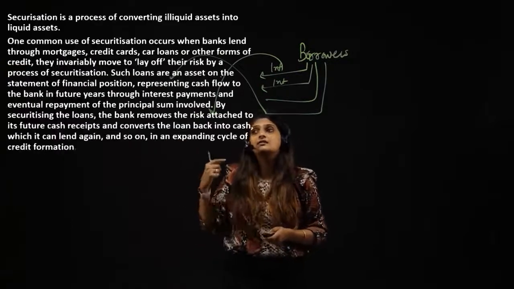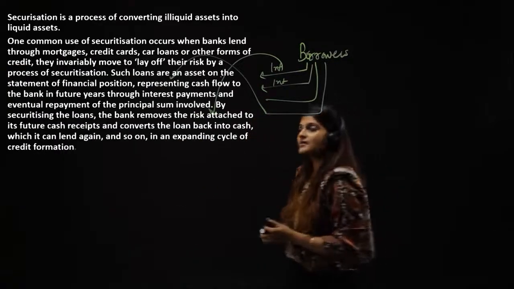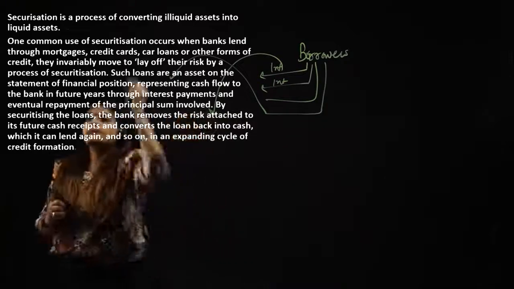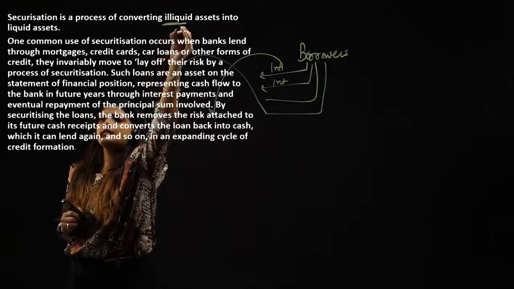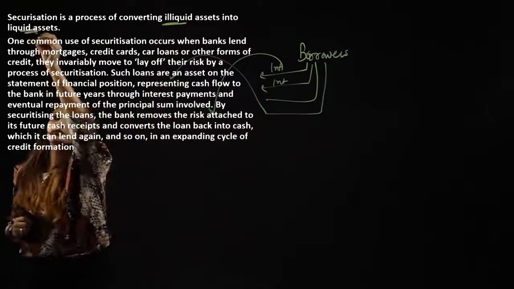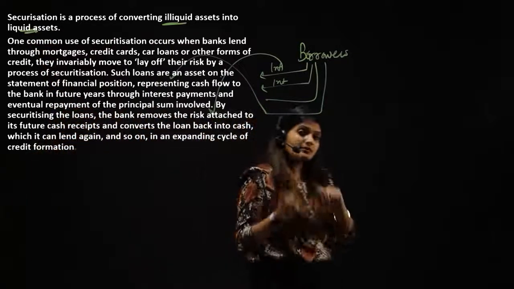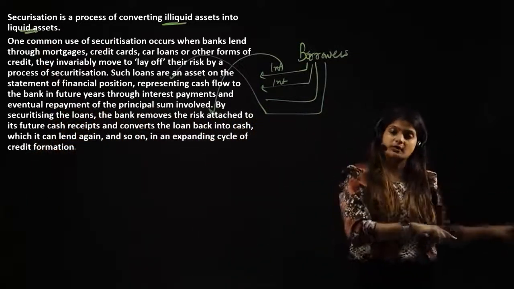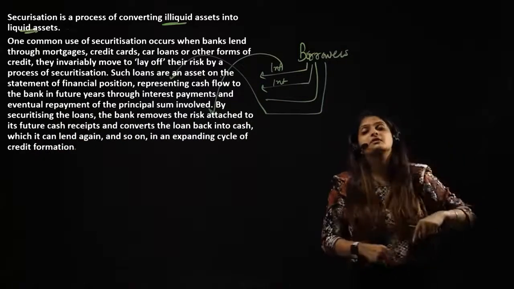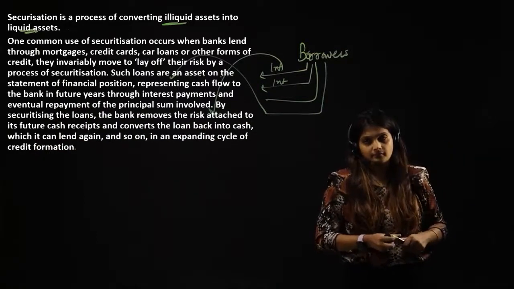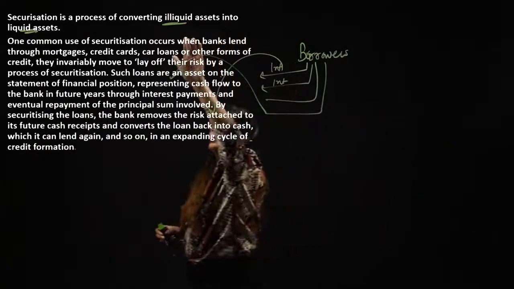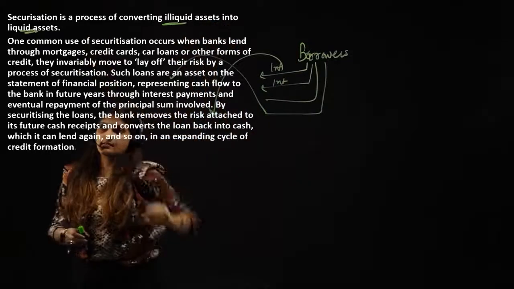So let's read the theory of securitization. Under securitization, what happens? The bank will be able to convert its illiquid assets into liquid assets. How does the bank do that? The bank will transfer all its liabilities to an investment bank. In return, the bank will receive money today. So that is how the illiquid assets will be converted into liquid assets.